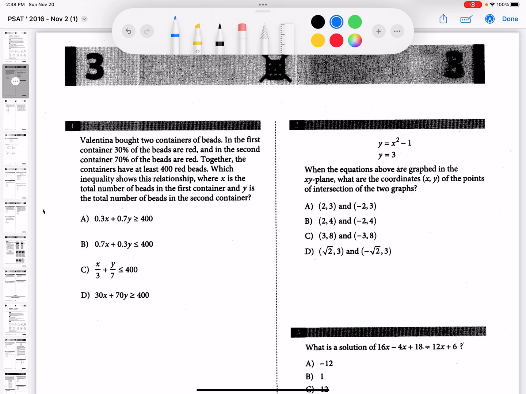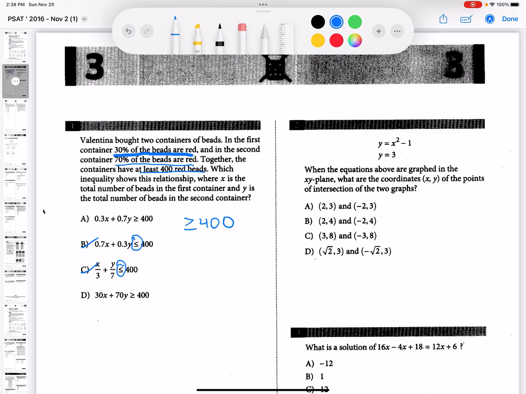Valentina bought 2 containers of beads. In the first container, 30% of the beads are red, and in the second container, 70% of the beads are red. Together, the containers have at least 400 red beads. So at least 400 means that it should be greater than or equal to 400. So I'm going to cross out C and B for my answer choices because they show less than or equal to.